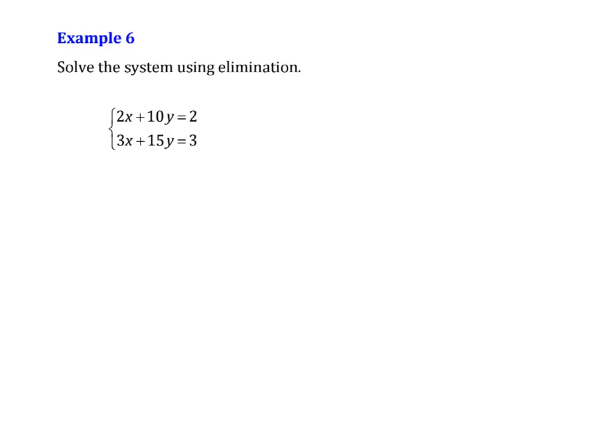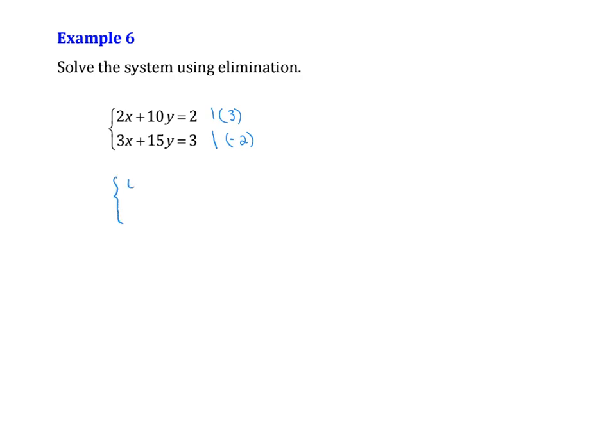Let's look at another one. Let's look at this one, and which variable would we like to eliminate? It doesn't matter. Let's choose to eliminate our y's again. Well, this time we have a similar situation. We have 10 and 15, so they both go into 30. So let's multiply the first equation by 3, but the second equation we're going to have to multiply by 2, and we're going to have to make it negative so they have opposite signs.